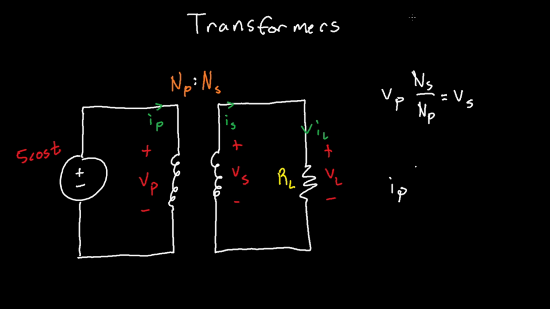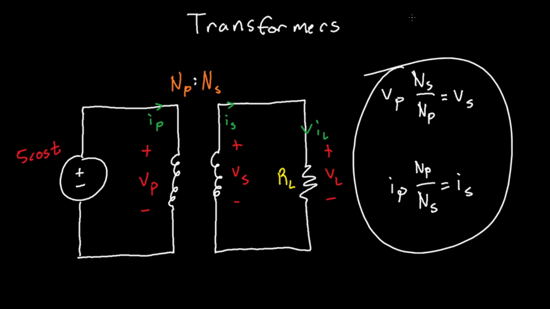The thing about current is that it's the exact opposite. The current is N of P over N of S, which is equal to I of S. So basically, to get the secondary from the primary, you just flip the amount of coils on the secondary and primary side as fractions. This is N of S at the numerator for voltage, and now it's primary, N of P, in the numerator for current. These two formulas are basically how you calculate everything for transformers. Everything else uses all the same laws: KVL, KCL, Ohm's law. Everything is still the same. Let's go ahead and work on some problems to show you how to do this.